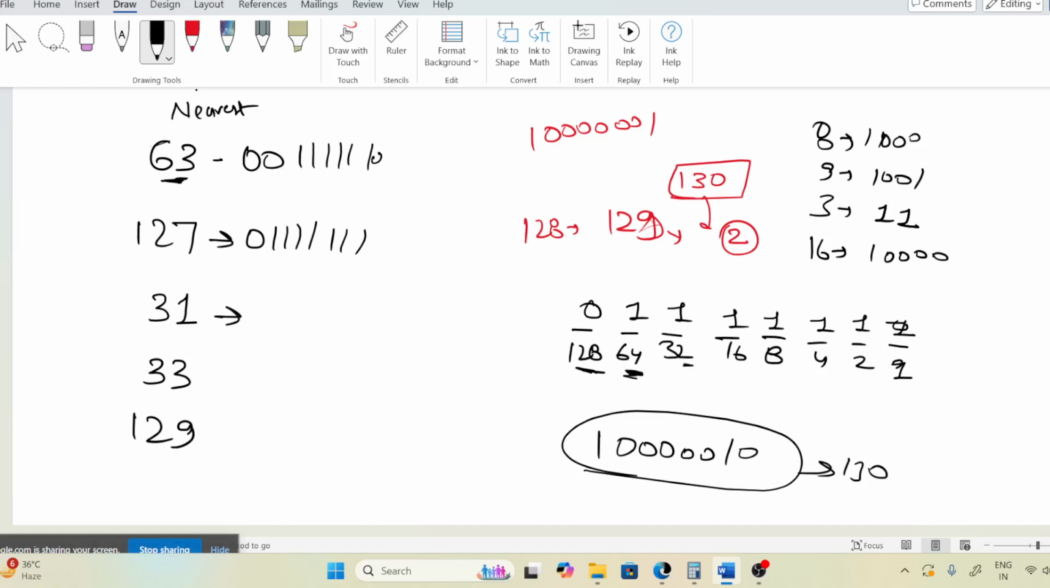Let's suppose I need to write 31. So 32, 30 and remaining 1. This will become 31.